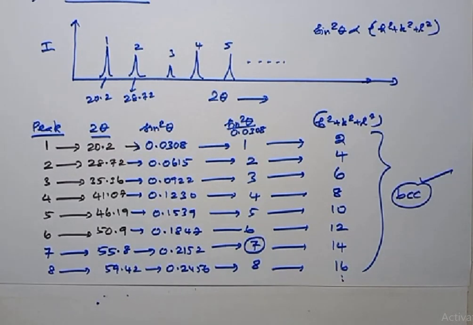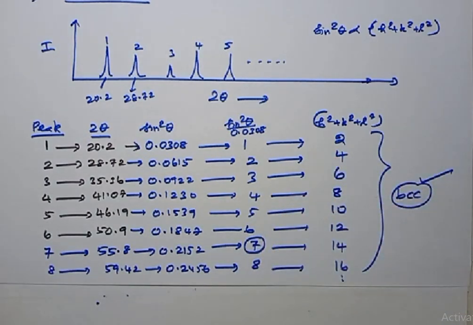But you should remember the systematic absence. 7 and 15 must be absent for all cubic crystals. Then for BCC, FCC, what are the extinction rules? That you should remember. Then you can very easily answer this type of questions.